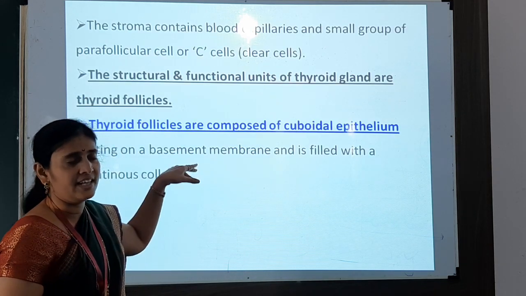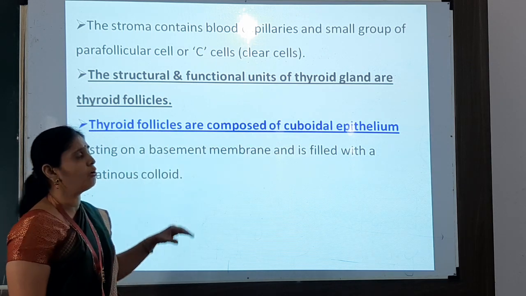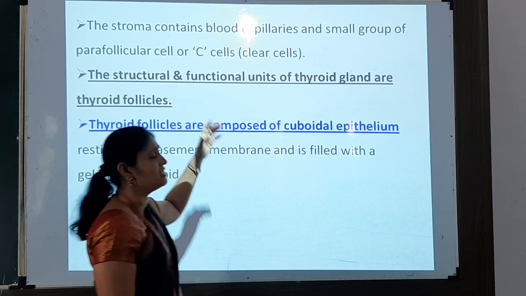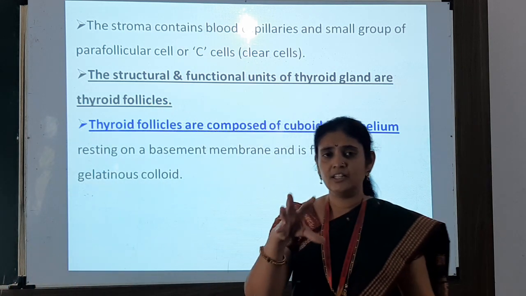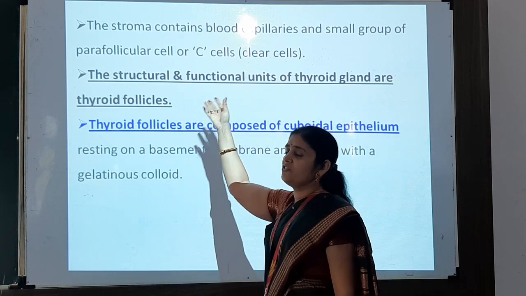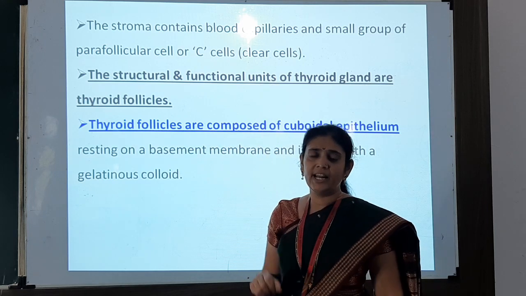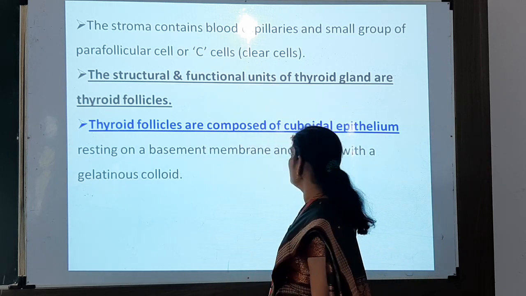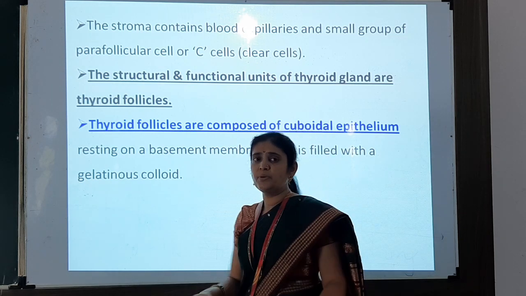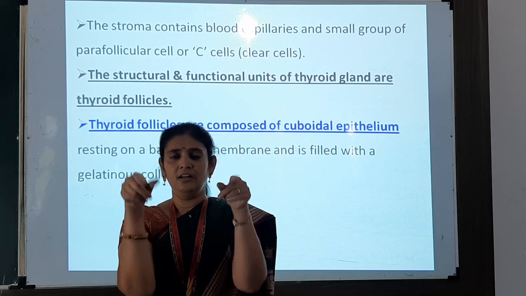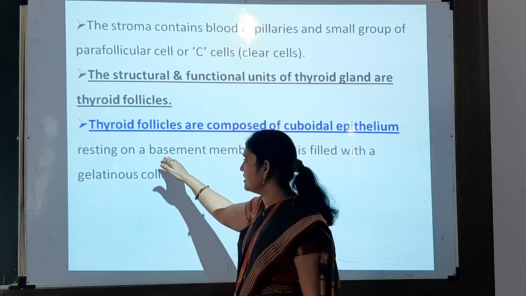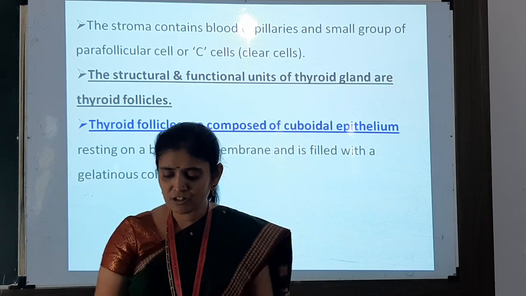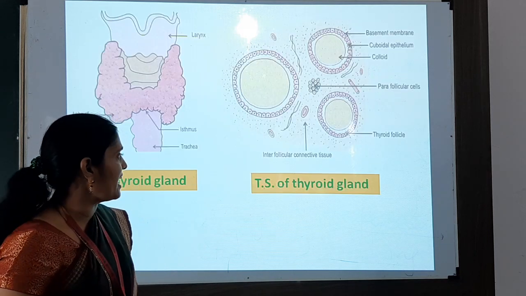The stroma contains blood capillaries and small groups of cells which are called parafollicular cells or C cells, that is, clear cells. The structural and functional units of thyroid gland are called the thyroid follicles, and the thyroid follicles are composed of cuboidal epithelium surrounding the follicle, and these are resting on a basement membrane, and it is filled with a gelatinous colloid. Now look at the diagram here.